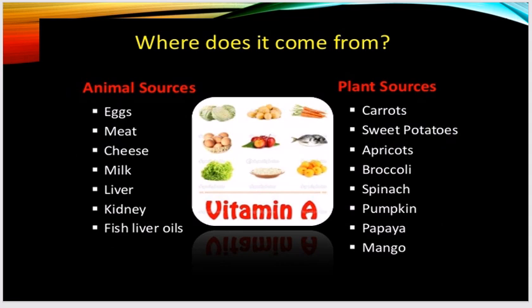The sources of vitamin A: it is obtained from the animal source as well as from the plant source. The animal sources are known as the retinoids, and the plant sources of vitamin A are known as the carotenoids. The animal sources include the egg, meat, cheese, milk and milk products, liver, kidney, and the fish liver oils. And the plant sources include the carrots, sweet potatoes, apricot, broccoli, spinach, pumpkins, papaya, and mangoes.